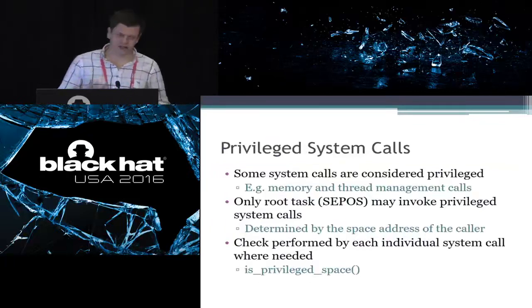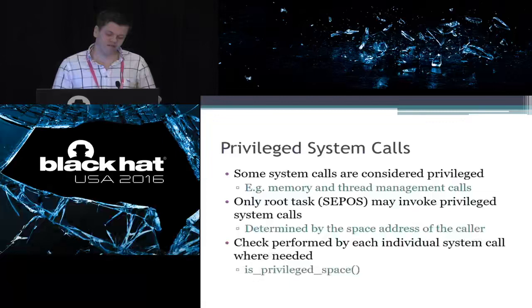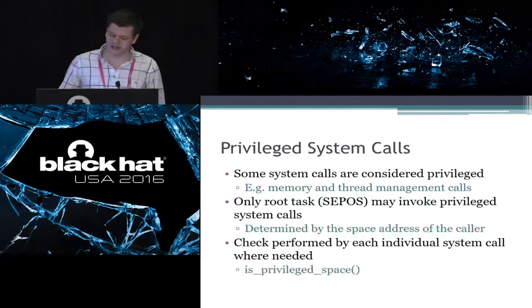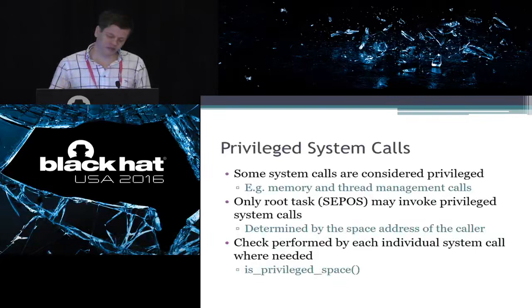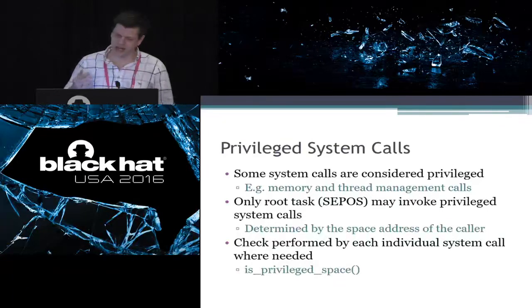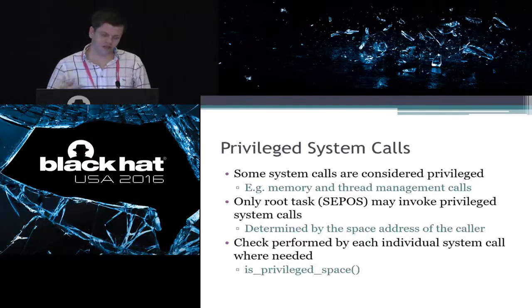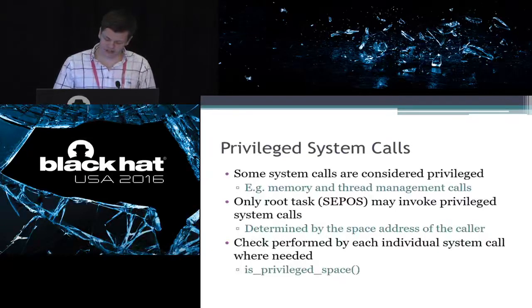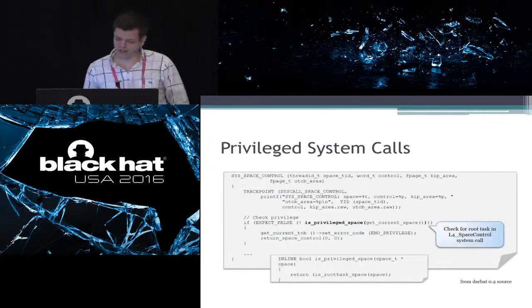Because a lot of these system calls are powerful, L4 has a concept known as privileged system calls. Only the root task in SEPOS, the most privileged task, can invoke these system calls. This is determined by each individual system call by checking the space address of the caller. So when you invoke a system call, it may call this privilege space function in order to check the privilege. An example of this is shown here.